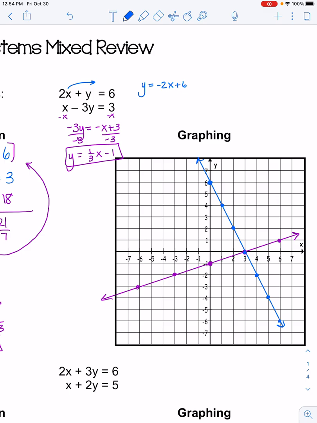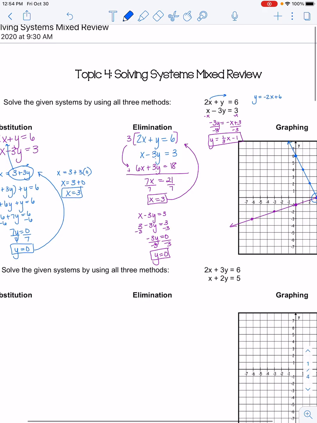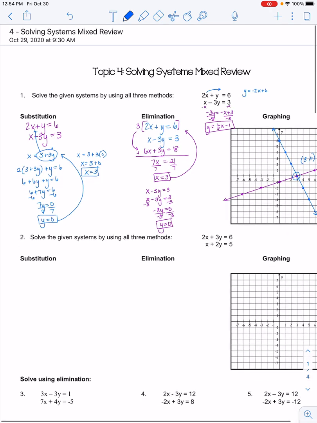Okay, so I do have an intersection right there at 3, 0, which aligns with the solutions that we got on the substitution and elimination parts. So again, this just goes to show that no matter what method you choose, you should get the same solution no matter what. This also goes to show that your teacher cares about the work that you show, because it's in the work that we can see that you understand substitution or elimination or graphing.